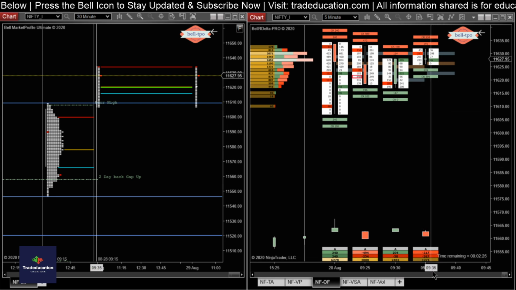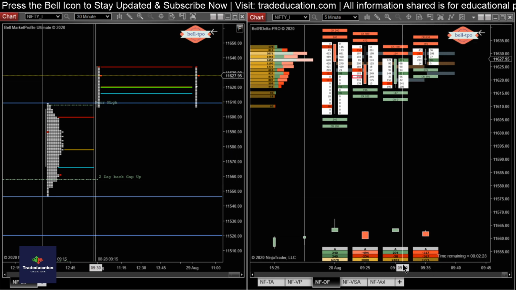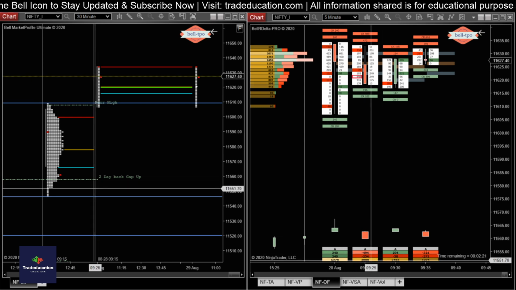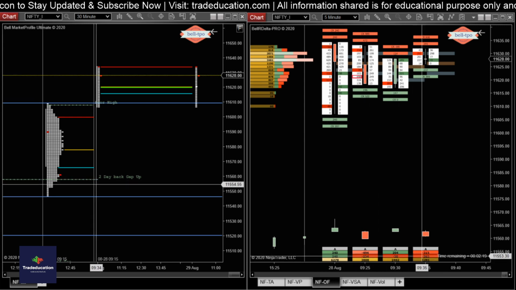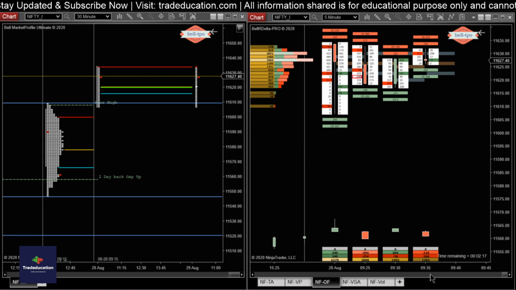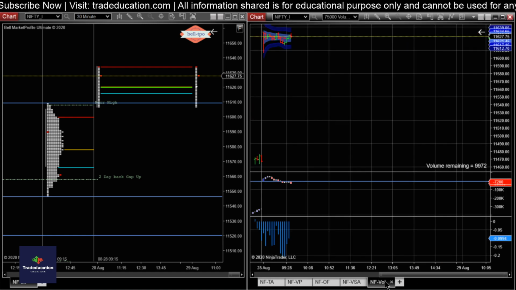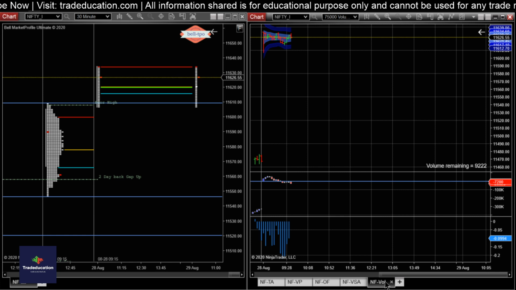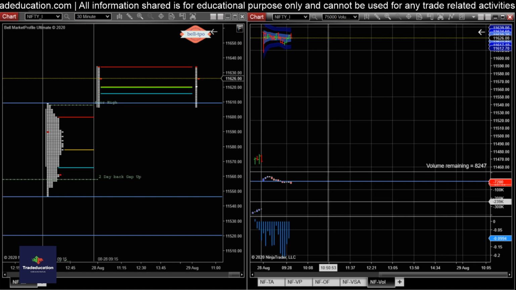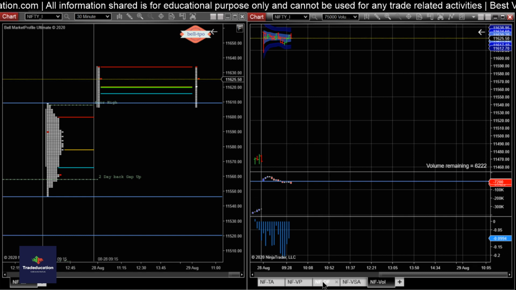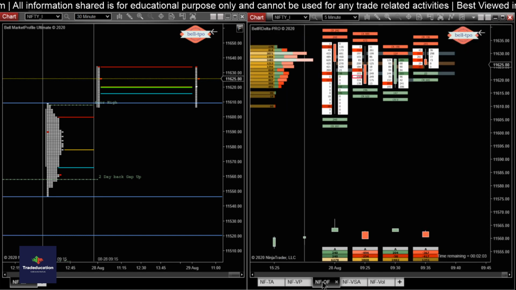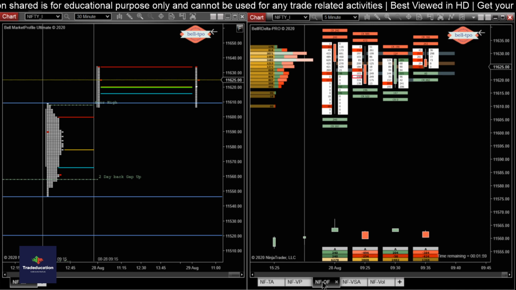Volumes are not good, 6,000 to 3,000 to 2,400. Let's see how big the volume is. But the tempo has reduced and it's just chopping around the VWAP levels. Delta is still negative. So does it mean that we'll be seeing downside? Yes, that's what it means.